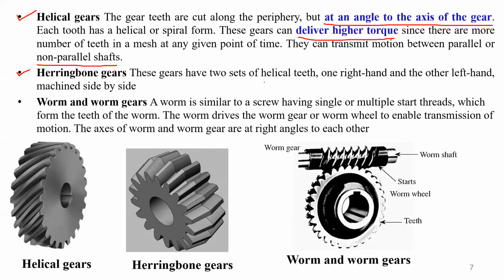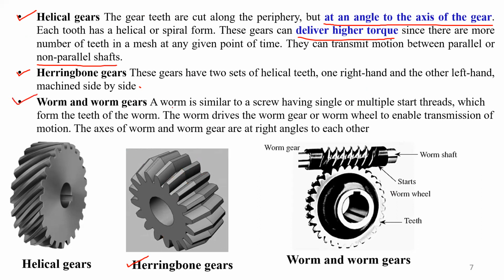And then herringbone gears. These gears have two sets of helical teeth. This is called the herringbone gear. One set is right hand and the other is left hand, placed side by side on the gear blank. This can be used to deliver high power between the shafts.